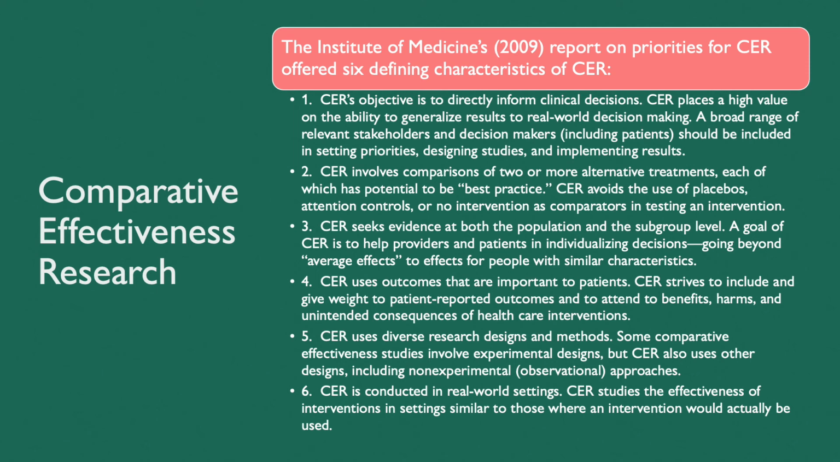There are other types of research perspectives that have occurred over time, and I want to discuss a few of those with you. One is comparative effectiveness research, and in 2009, the Institute of Medicine issued a report on priorities of comparative effectiveness research, and it offered 6 defining characteristics of this type of research. See, its objective is to directly inform clinical decisions.